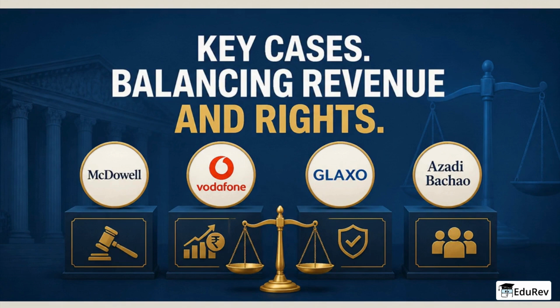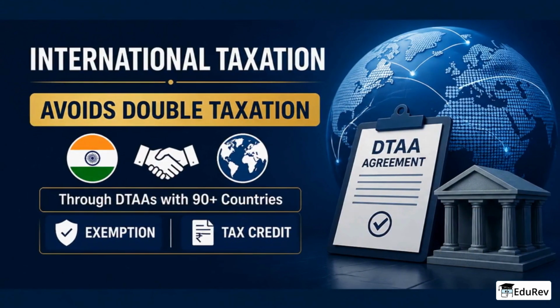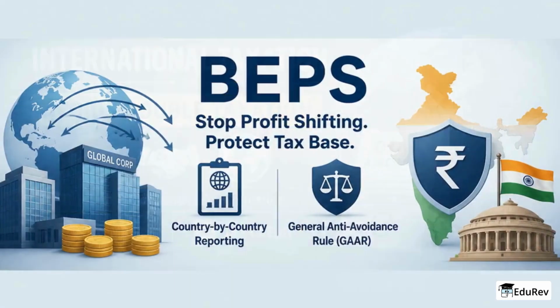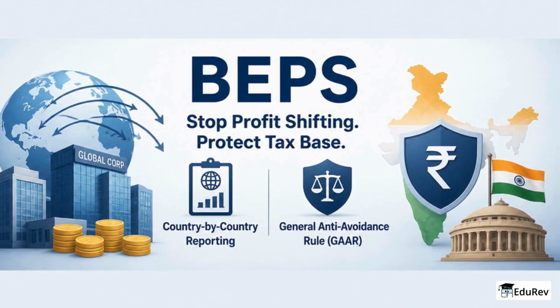International taxation includes double taxation avoidance agreements. India has DTAAs with over 90 countries using exemption or tax credit methods to avoid double taxation. BEPS means base erosion and profit shifting by multinationals. India uses country-by-country reporting and a general anti-avoidance rule to curb aggressive tax avoidance.